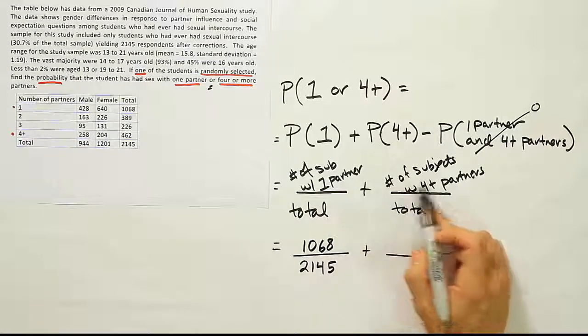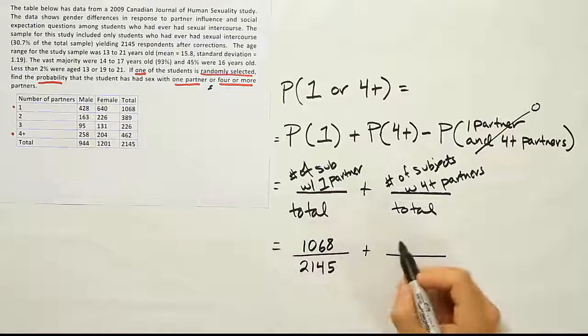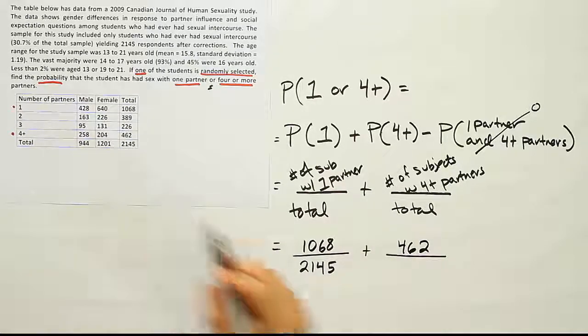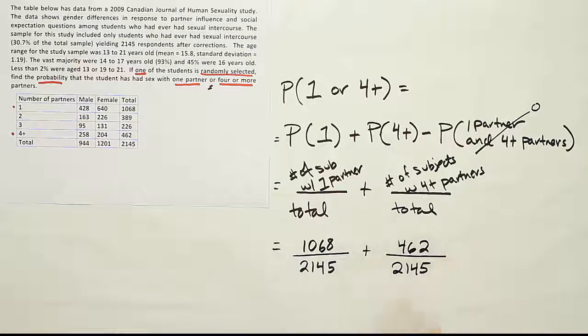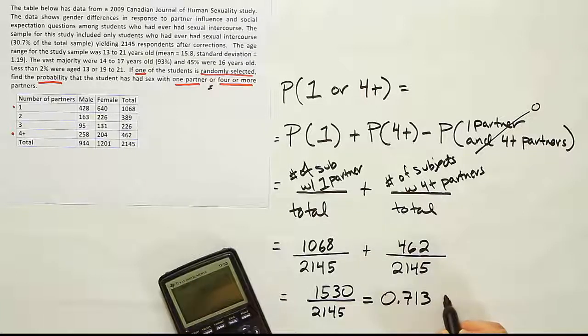We'll add that to the number of subjects with 4 or more partners. So 4 or more partners is this row, that's 462. And then the grand total, 2,145. And since that last fraction was 0, we can just add these two, divide, and get our solution. Okay, so let's do that then. We'll have 1068 added to 462. Since they have the same denominator, I'll keep that denominator. And my answer will be 1530 divided by 2,145. And when you do that, you end up with the answer 0.713, or basically 71.3%.